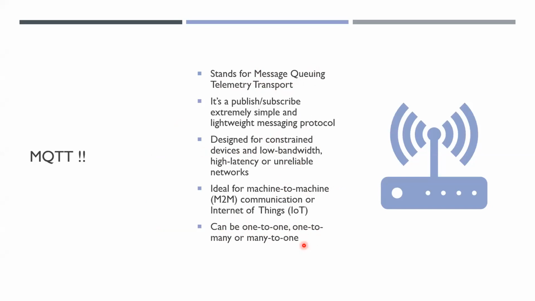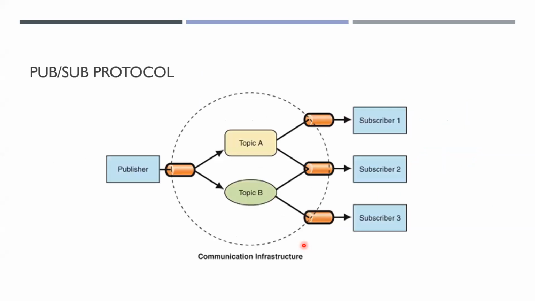It can be one-to-one, one-to-many, and many-to-one. What do I mean by that? Actually, we can have a single publisher publishing to many subscribers, and many subscribers subscribing to a single publisher, and then a single publisher to a single subscriber.